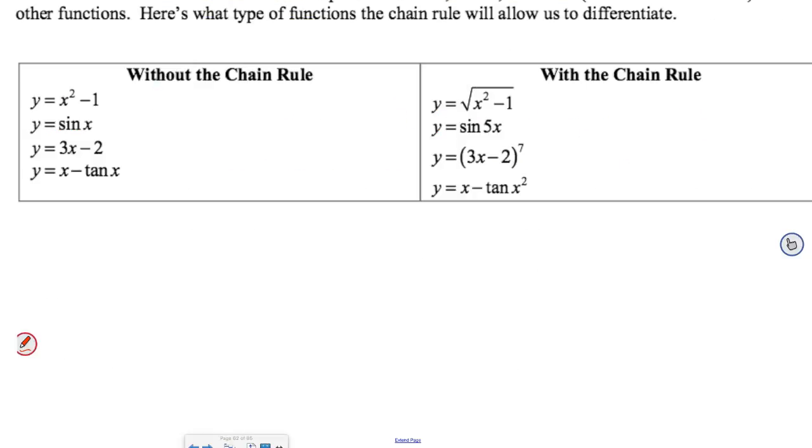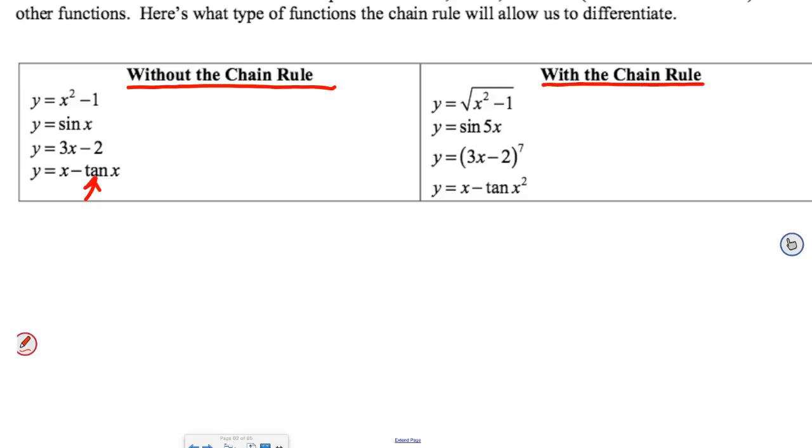It can go on forever if you wanted to, but I think the worst I make you do is a 5-linked chain. Not today. Today we get to 3. These are functions that don't require the chain rule. This would be power rule, derivative 2x. This would be trig rule, derivative is cosine x. This is power rule, the derivative is 3. This is trig and power. The derivative is 1 minus secant squared. Done. These are not chain reactions.